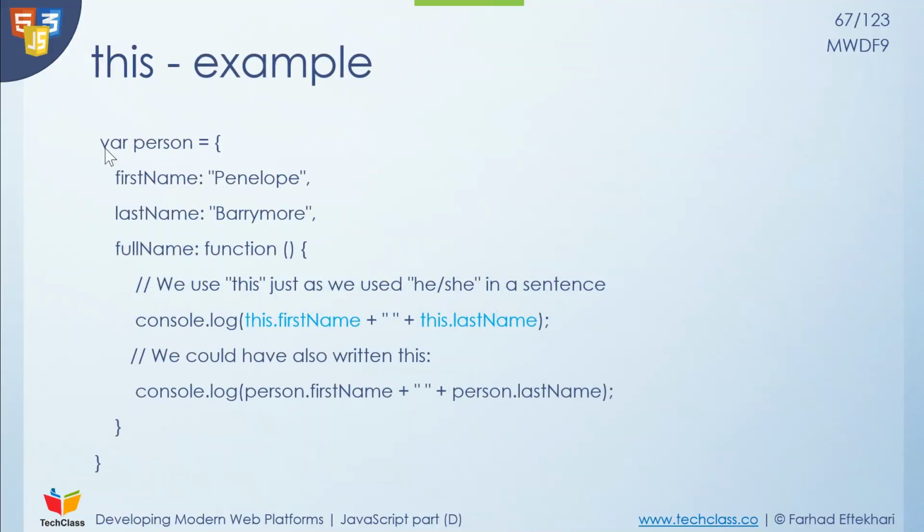For instance, we are defining this object as a person. So it has first name, last name, and full name as a function. While we are having this full name function, when we want to pass the values of first name and last name to console.log, by using this, we are referring to this person and then getting the values of first name and last name, which we can also do by using person.firstName and then person.lastName. It's exactly the same. So this is exactly referring to the name of that object.